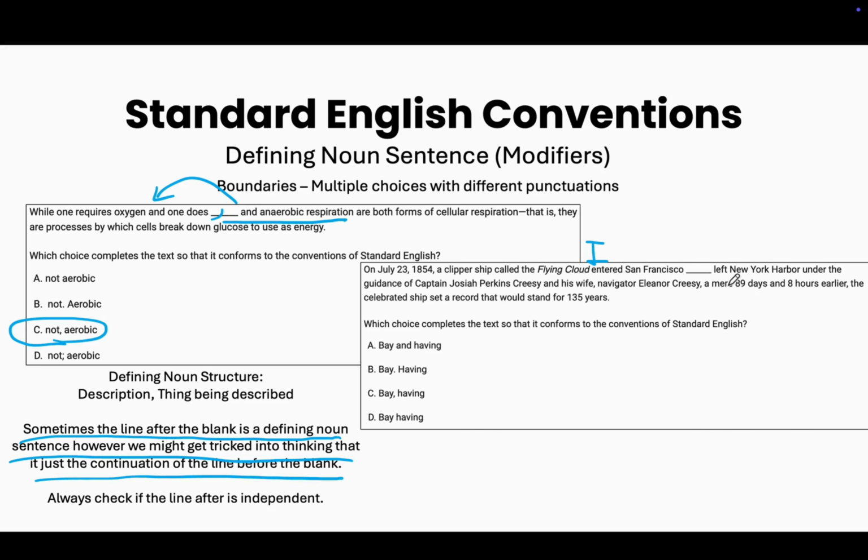Having left New York Harbor under the guidance of Captain Josiah Perkins Creasy and his wife, navigator Eleanor Creasy, a mere 89 days and 8 hours earlier, the celebrated ship set a record that would stand for 135 years. So, did you see? That also made sense on its own. So it is in the independent format, meaning that we have three options to choose from: a period, a semicolon, or a comma and a FANBOYS word. In this case, we have a period, so you'll choose that.